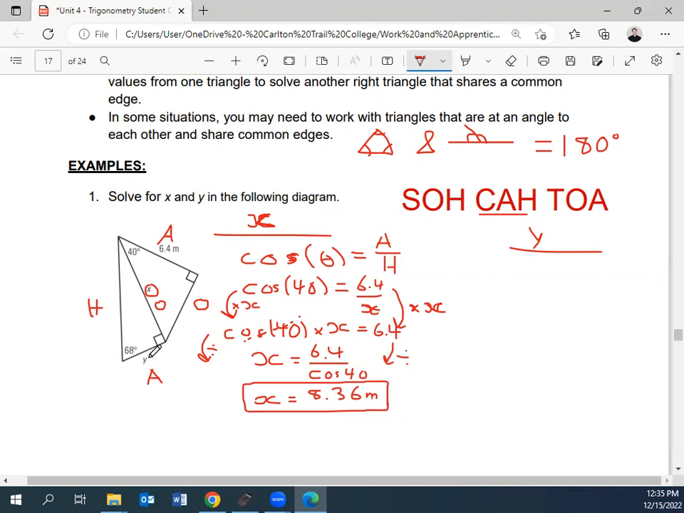The adjacent, yeah, because it has the y, that's what we're trying to find. And the O, you betcha, because the opposite, we know what that is now. So which ones use O and A in SOHCAHTOA? Tangent, you betcha. So tangent of the angle is equal to opposite over adjacent.